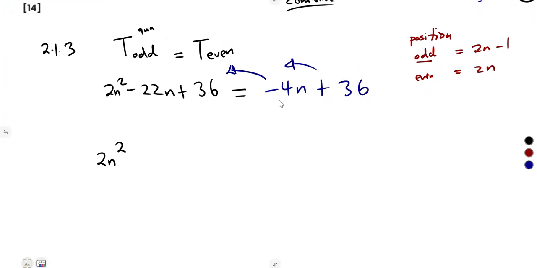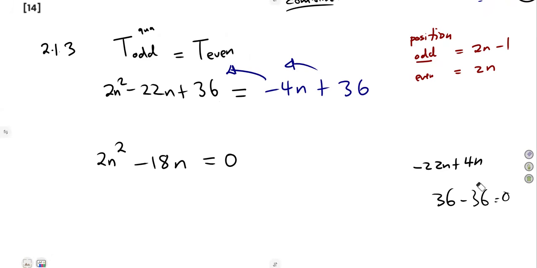2n squared minus 4n, this side is going to be a positive. So it's minus 22n plus 4n, a positive. So that is going to give us minus 18n. 36 to the other side is going to be a negative. So it's 36 minus 36, which is going to give us what? A 0. So there's nothing here. Okay, so this is it.